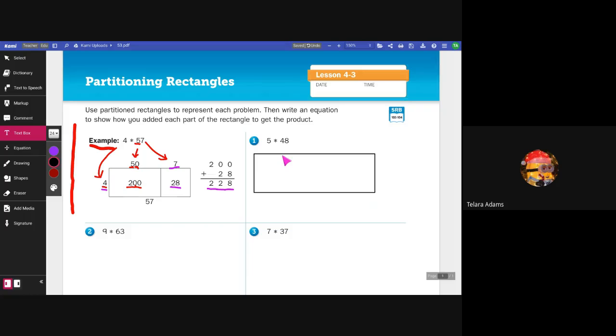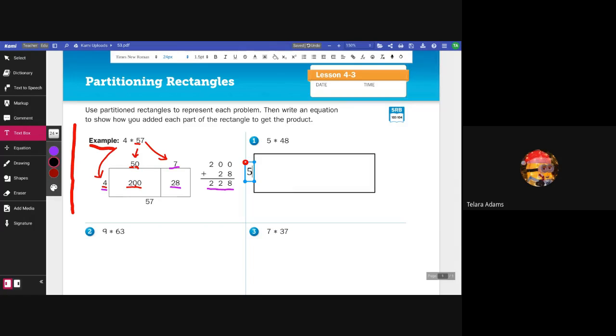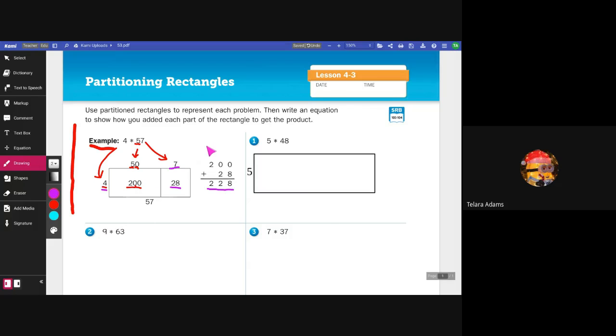After I have my rectangle, I'm putting 5 to the side here. There's 5 for my width. Think of it like a rectangle, area times length. There's my 5. For 48, what is the value of my 4? What do I want to put that as? While you're thinking, I'm going to use my drawing tool to draw a line so I don't get confused. My 4 would be, that's right, 40.